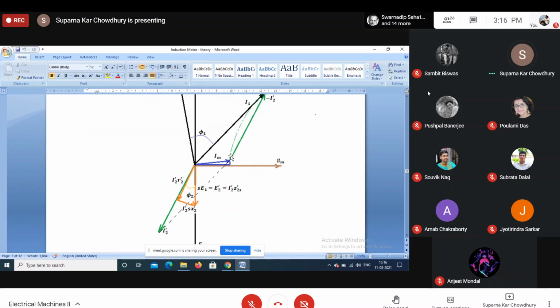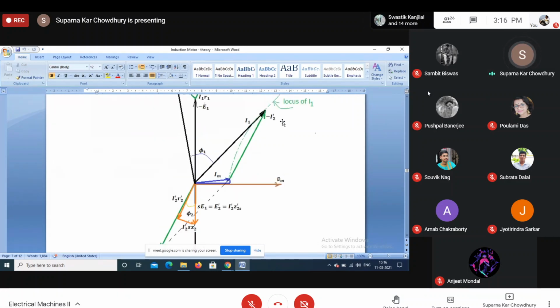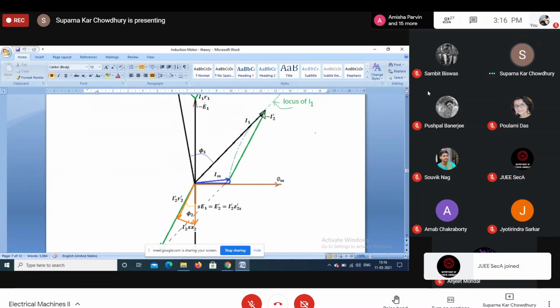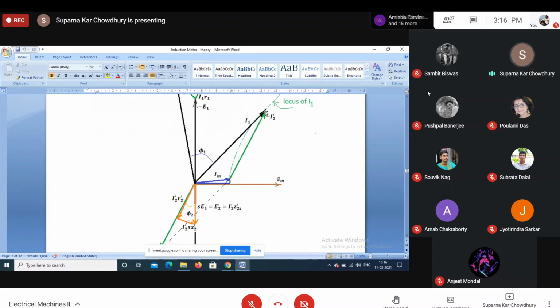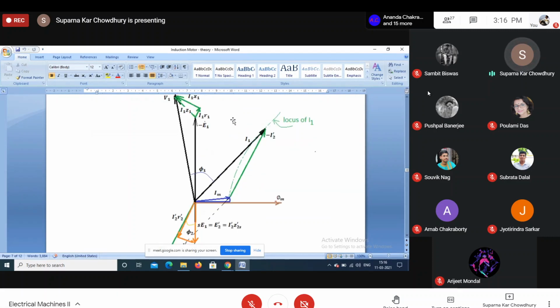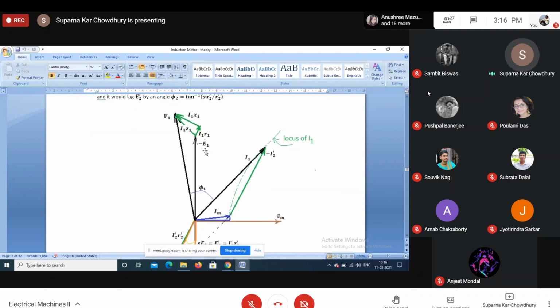So this component reflection is minus I2 dash. So here our stator current will be this current plus this I2 minus I2 dash. So this is I1. Now in the stator circuit, we have the induced EMF E1, and due to I1 there will be I1 R1 drop, I1 X1 drop. So your supply voltage V1 should be the summation of these three phasors.